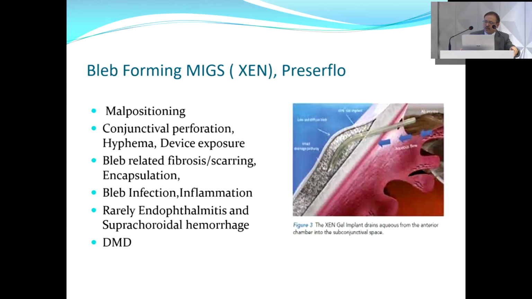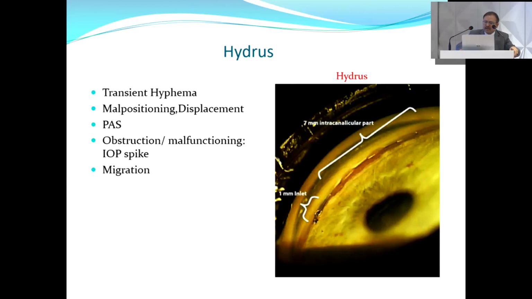So, some other bleb forming MIGS like Xen and PreserFlo, both are similar. One is ab interno and one is ab externo. Only thing is the bleb formed with PreserFlo is a little more posterior than the Xen, and there can be malpositioning or conjunctival perforation or hyphema, device exposure. Then bleb related fibrosis or scarring and encapsulation. Bleb infections are rare, or suprachoroidal hemorrhage, and DMD can also occur. So this Hydrus stent can cause transient hyphema, malpositioning or displacement, PAS or obstruction or malfunctioning, IOP spike and even migration.